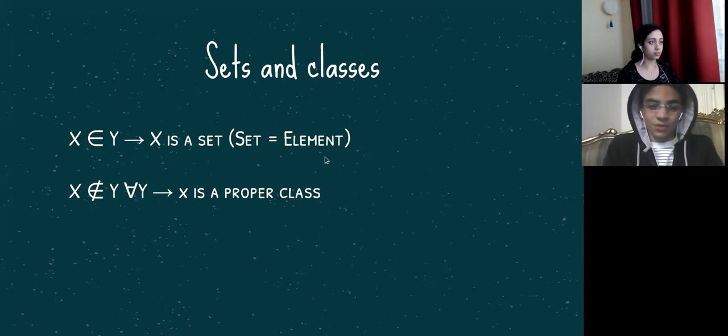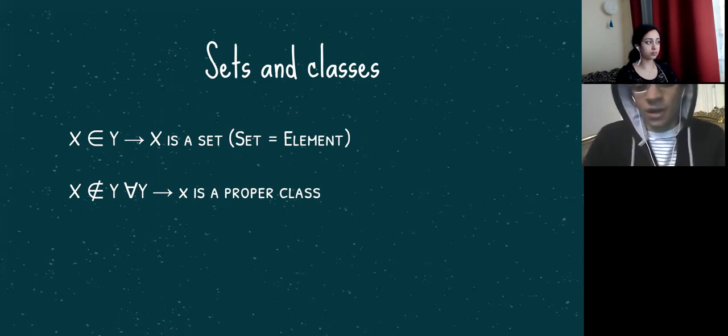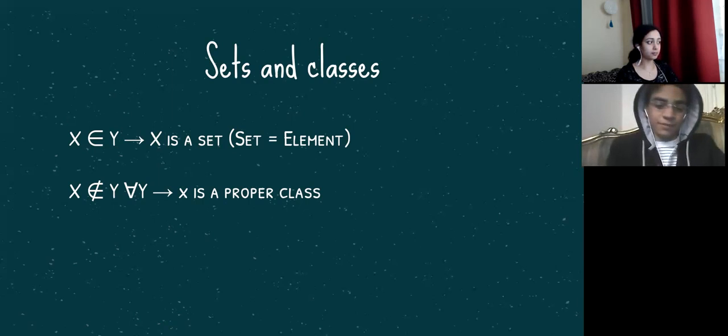And this, in axiomatic set theory, requires us to equate sets and elements. So whenever I say set or element, these two are actually synonymous. I can use either of them and they mean the same thing. So all sets are elements and all elements are sets.